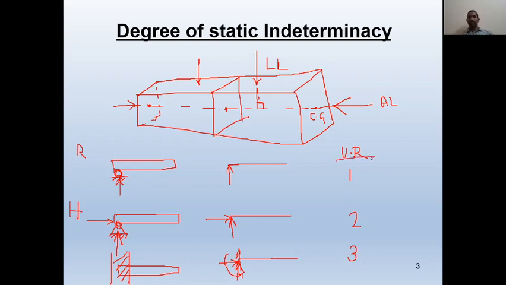So number of unknown reactions for roller support we have one, and for hinged support we have two unknowns, and similarly for fixed support we have three unknowns.